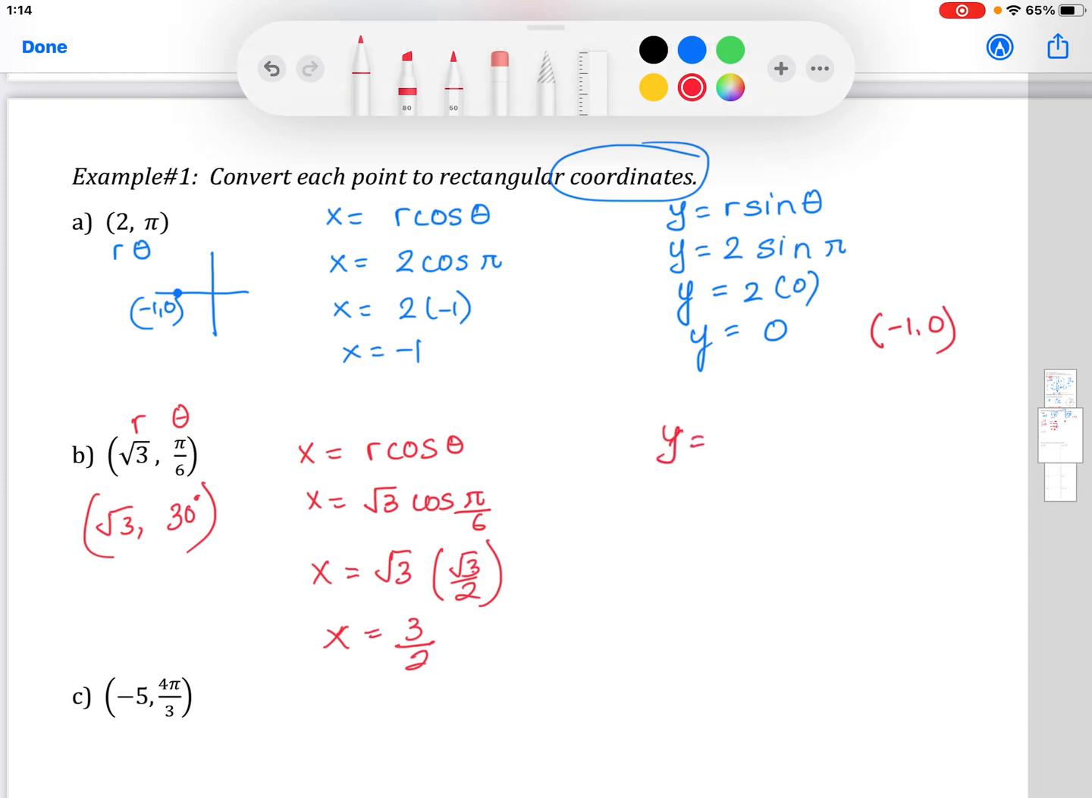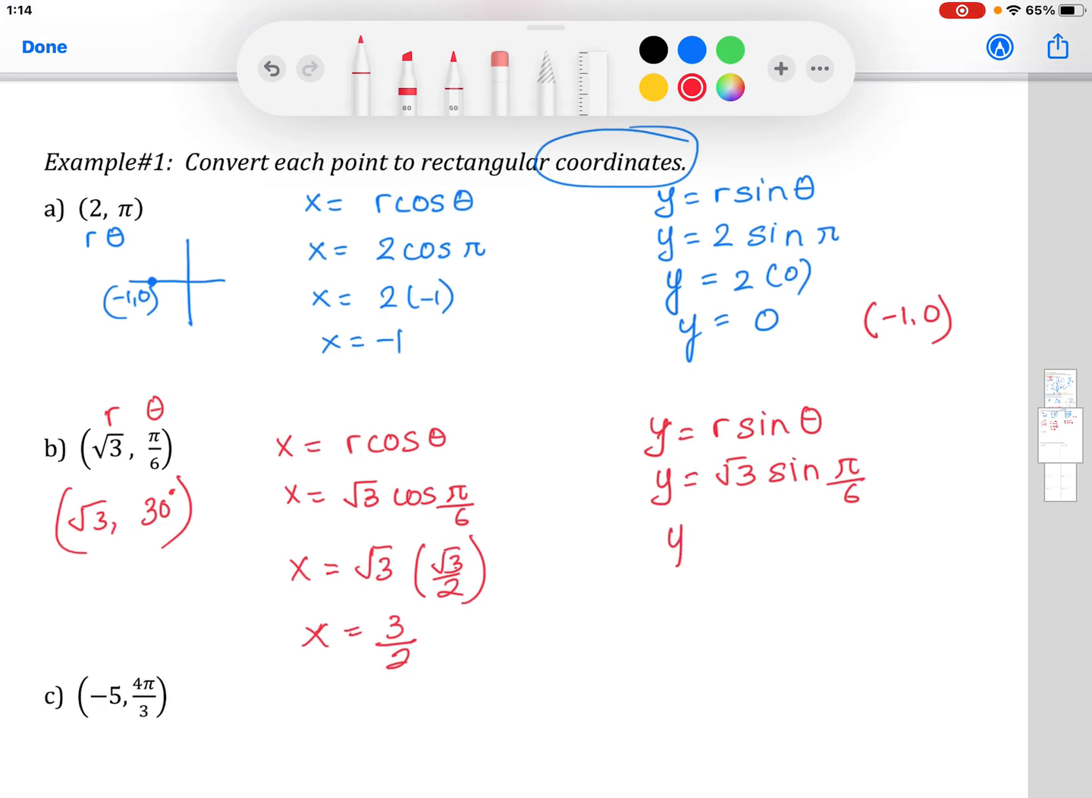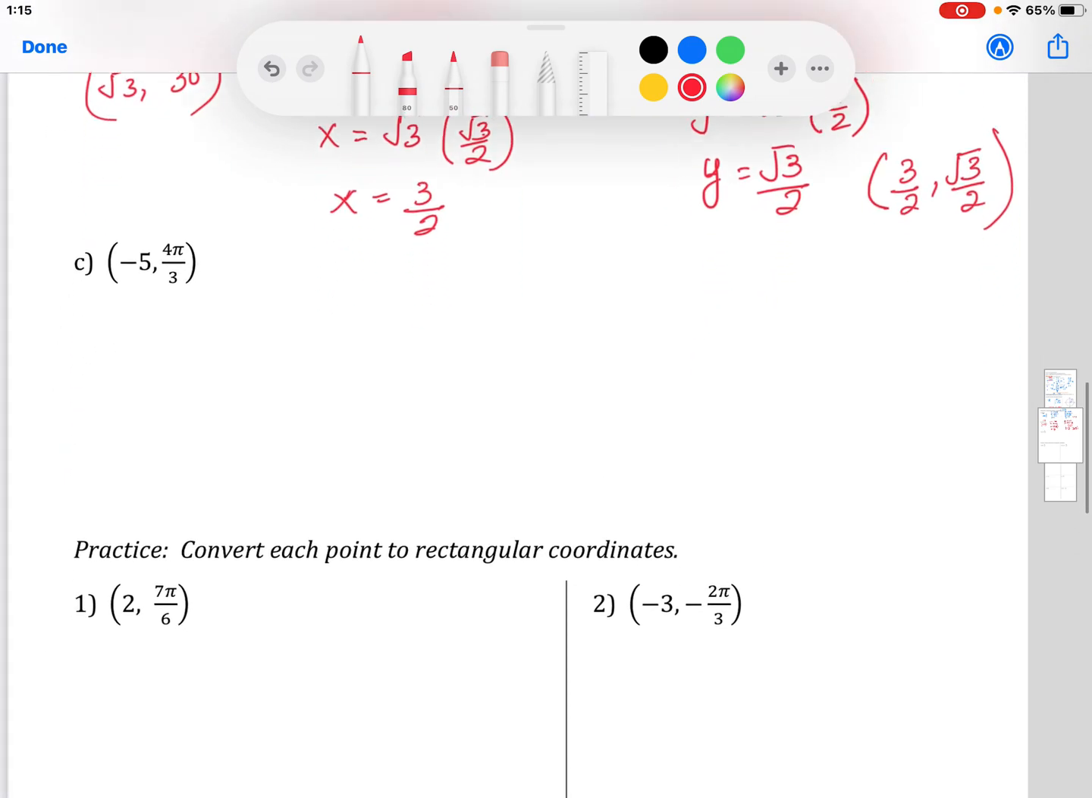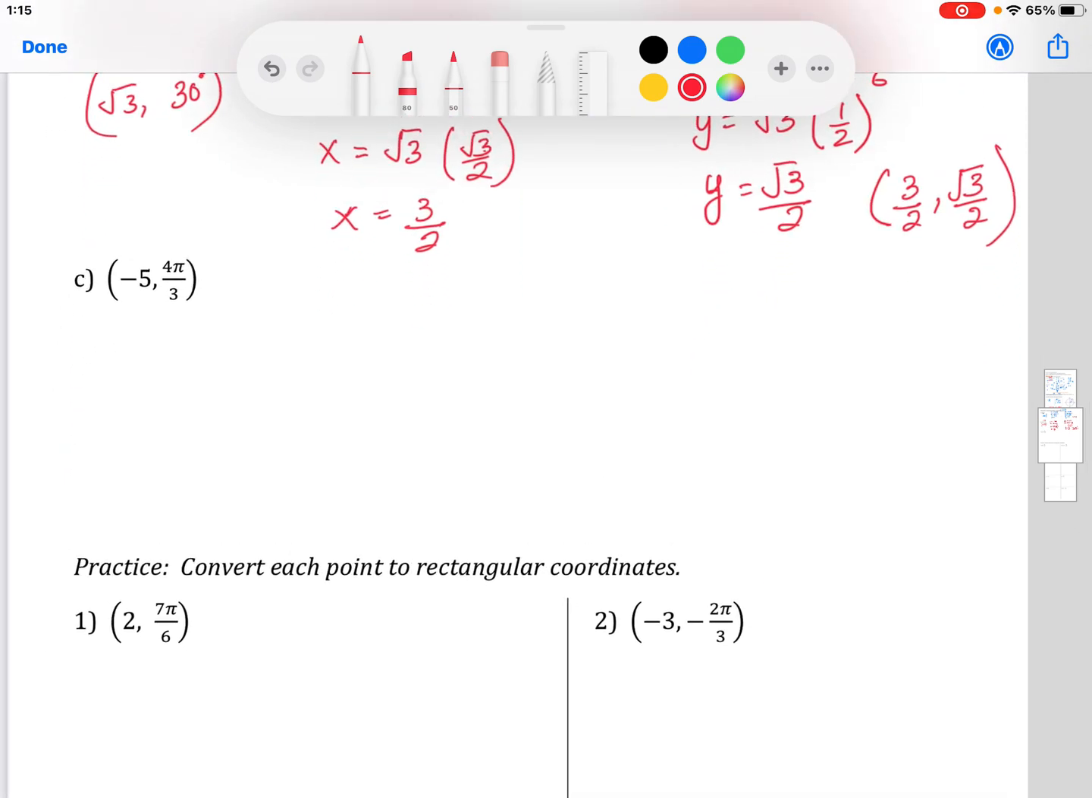Rad 3 times rad 3 is just 3 over 2. So x is 3/2. Now I'm going to do similarly. y is equal to r sine theta. My r is rad 3, sine pi over 6, which is 30. So y equals rad 3 times sine of 30, which is 1/2. So y is going to be rad 3 over 2. So write down your points. It's x, which is 3/2, comma rad 3 over 2. That's your point.